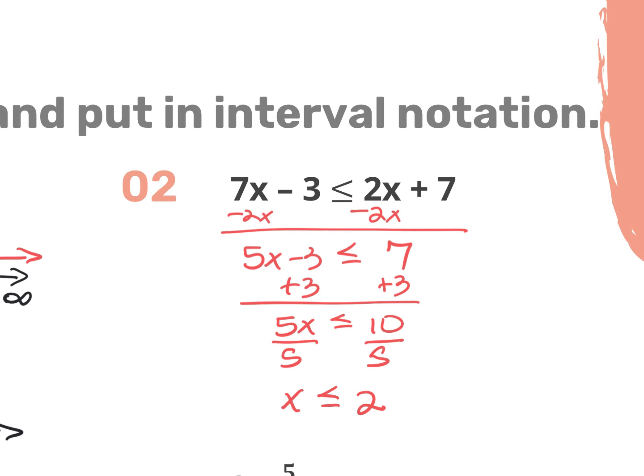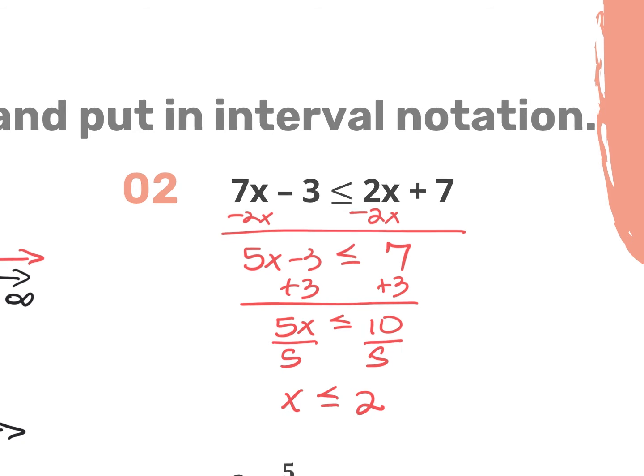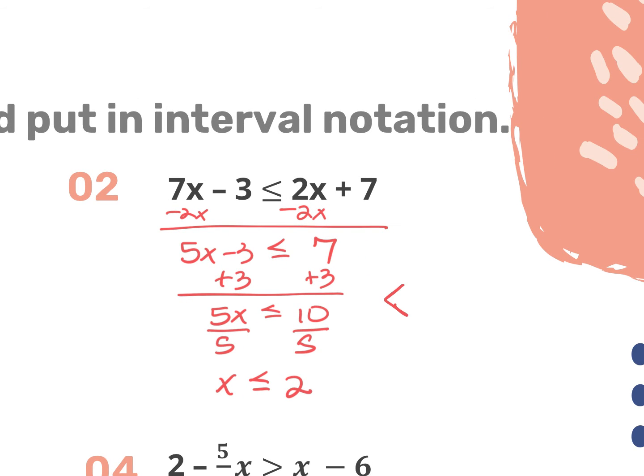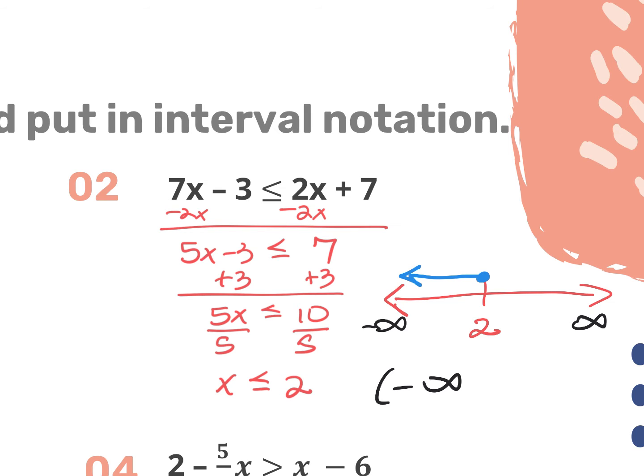Remember, because it's less than or equal to, I'm going to be using a bracket and a closed circle on the number line. So put the 2 here. It's less than, so it's going to point to the left, closed circle. And again, remember, this is negative infinity it's pointing to. Over here is the positive. So in interval notation, when it's less than, it'll be pointing to negative infinity, comma the number, and because it was less than or equal to, the 2 gets a bracket.